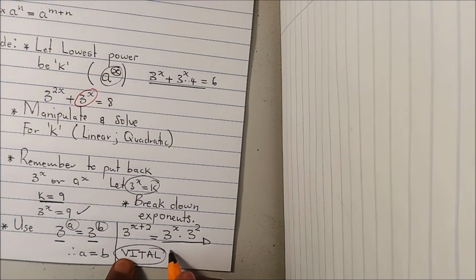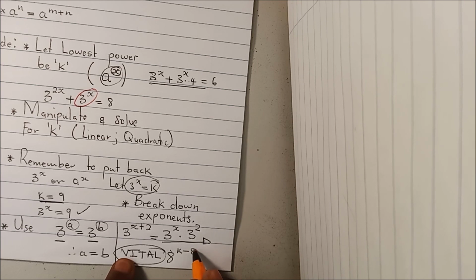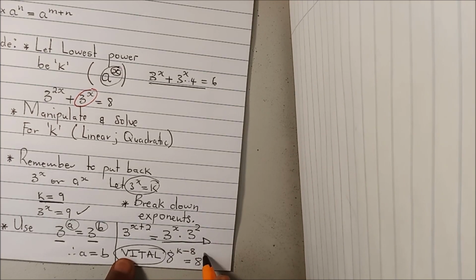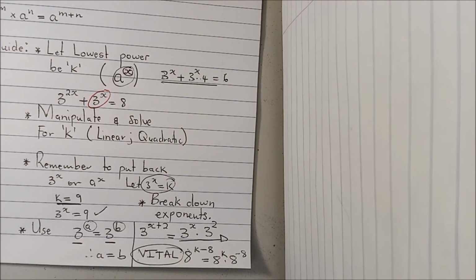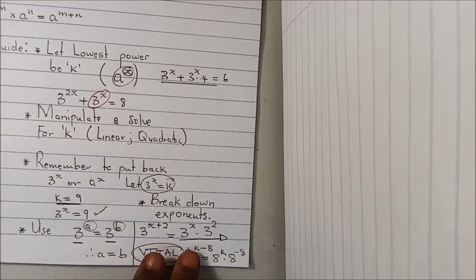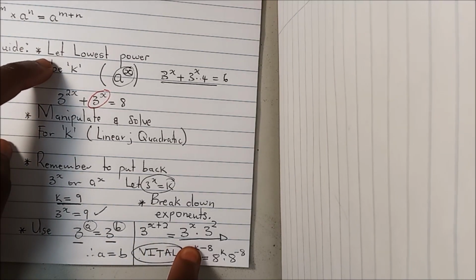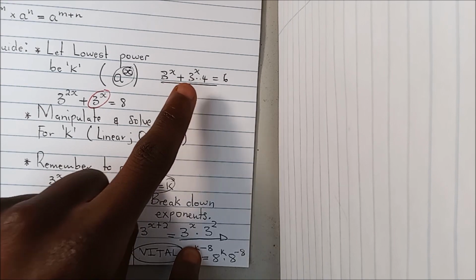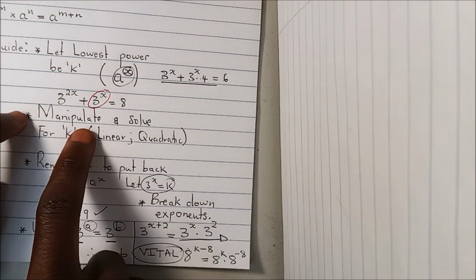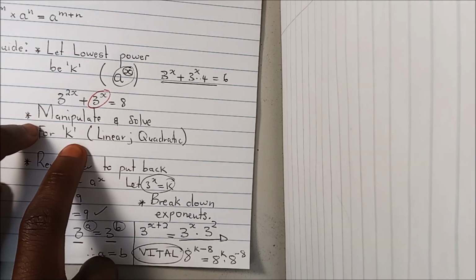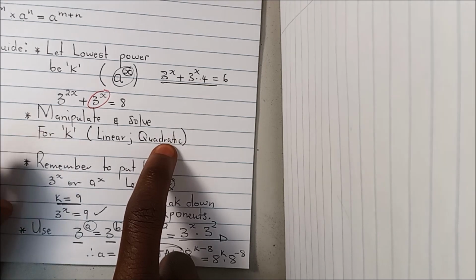Remember, if you have something like 8 to the k minus 8, this one will be 8 to the k times 8 to the negative 8. That's the first thing I think you need to do. You break down the exponents. You let the lowest be k. If you don't have the lowest, you can let the common one be k. And then you manipulate and solve for k. Remember, always, you will end up with a linear equation or a quadratic equation.